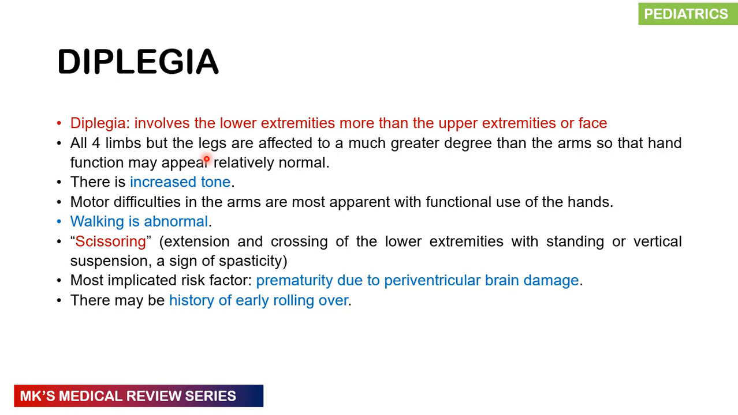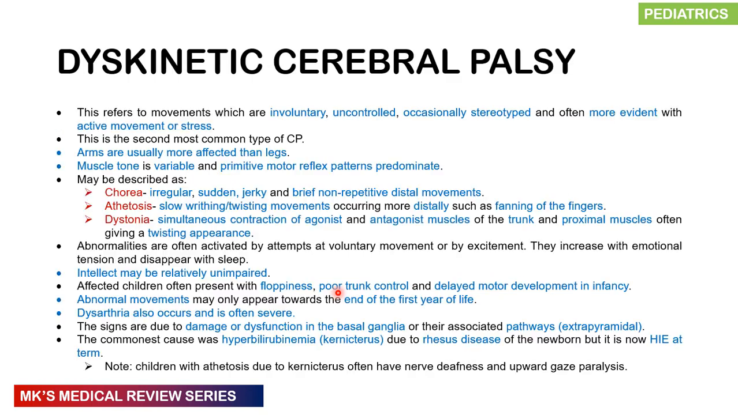And motor difficulties in the arms are actually much more apparent with functional use of the arms, and then they may have scissoring, which is what I showed you in the previous picture. And most of these patients that have diplegia have prematurity as a risk factor, which may be associated with periventricular brain damage. Remember, here there is a history of early rolling over. So the history in cerebral palsy is very, very important. Then those are the spastic types of cerebral palsy.